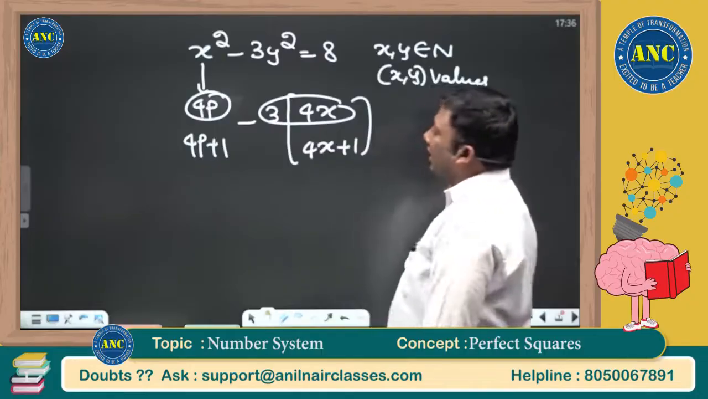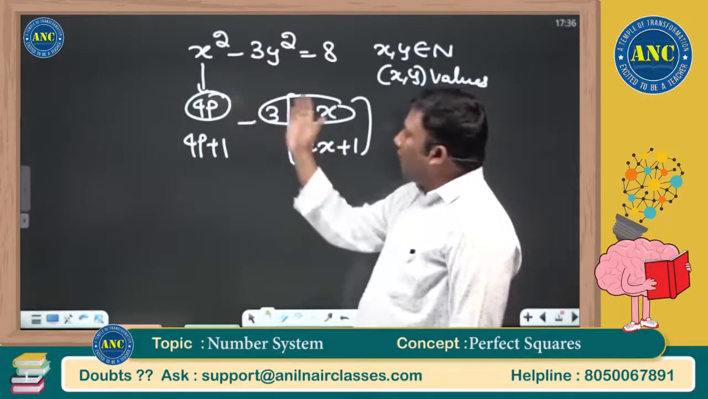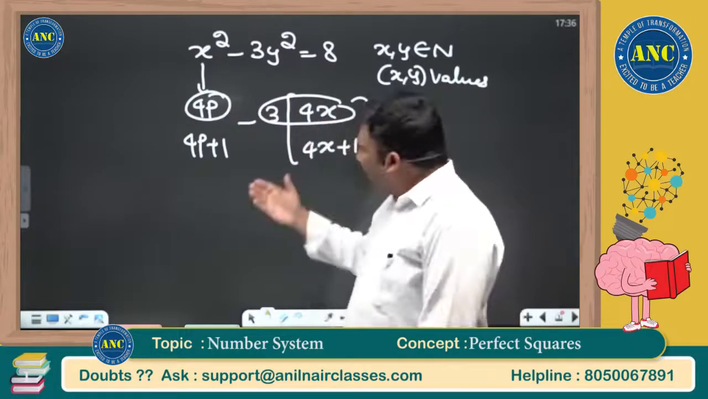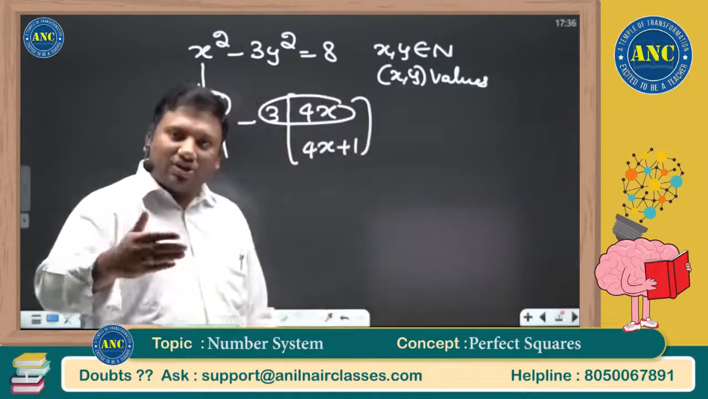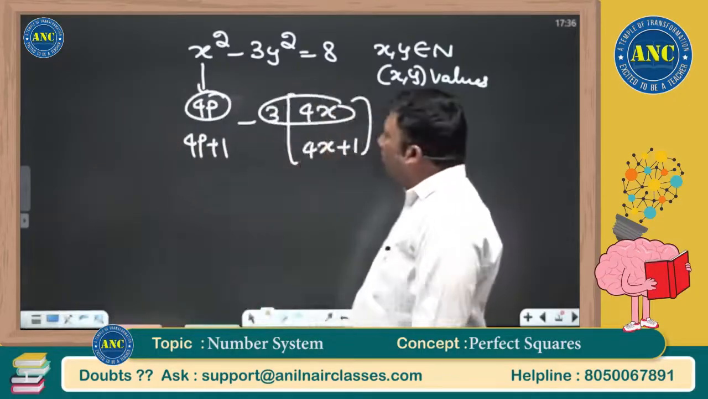Then how to solve that kind of questions? 4p minus 3 into 4x, divisible by 4, divisible by 4. I hope the idea is clear. The reason why I erased the question is to tell you the first basic question, then I will get you into the next level question.